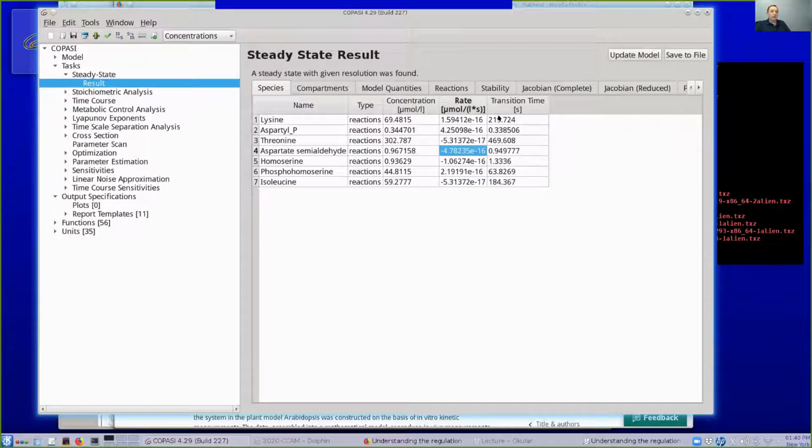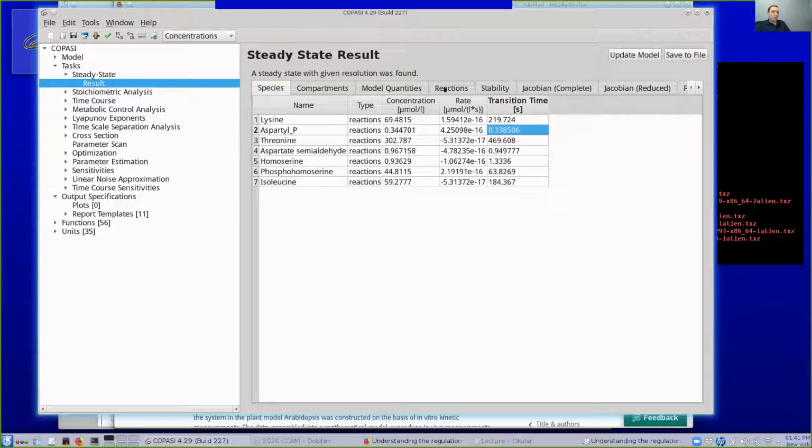It also gives you the transition time, which is basically just the concentration divided by the flux that passes through it. It's a measure of how fast that variable is. So this variable here is very slow. If you perturb it, it takes a long time to relax. This variable is very fast. If you perturb it, it takes a very short time to relax. But that's not the time to relax, but it's proportional to it.